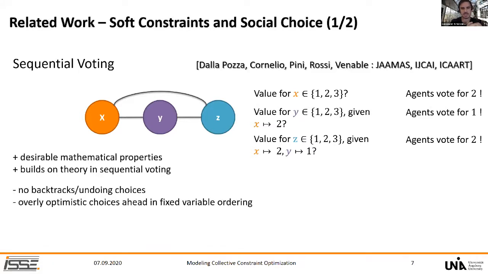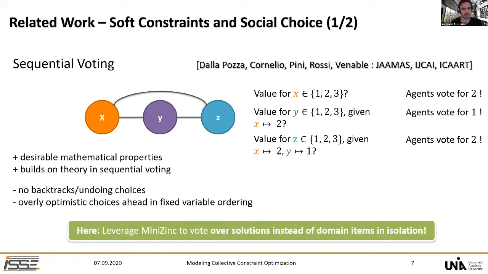Unfortunately, it can be kind of myopic in the sense that there are no backtracks and choices cannot be undone. So the agents tend to be overly optimistic, especially here when they cast their vote for X. They might anticipate getting the best value for Z. And of course, this can change throughout such a sequential voting round. In addition, it's a new solving algorithm. It doesn't really make use of any propagation or any search strategies that are available in existing solvers. And that's our angle. We want to leverage MiniZinc and the compatible solvers to vote over solutions now instead of domain items in this isolated fashion.